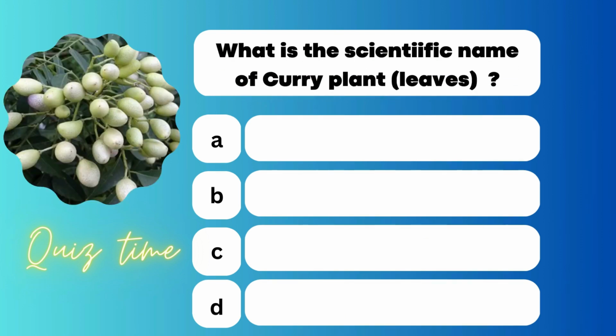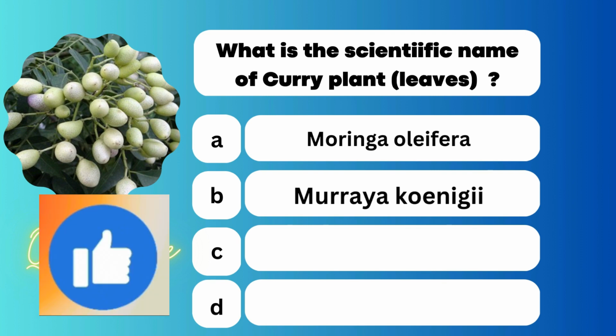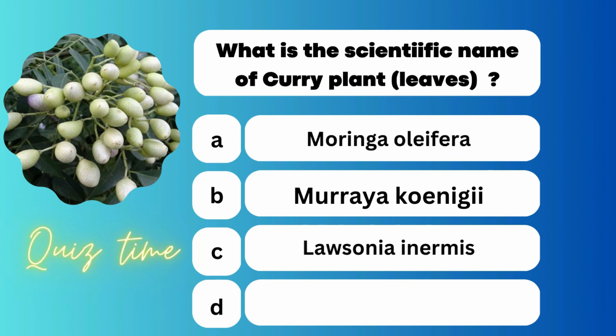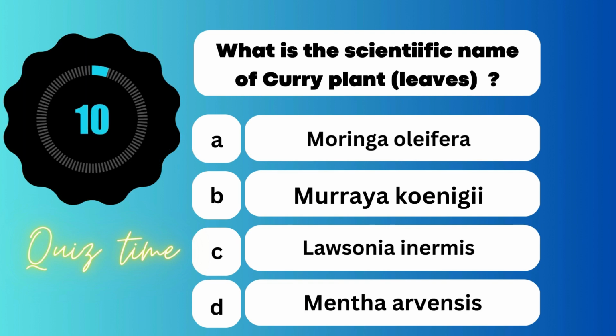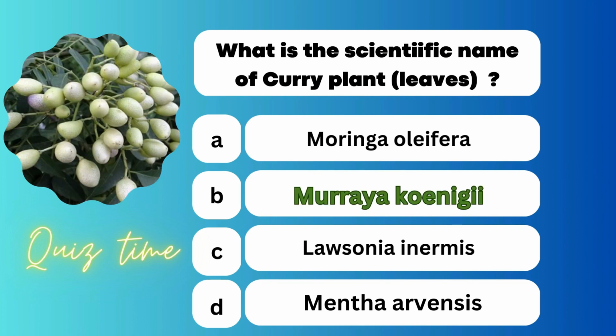What is the scientific name of curry plant leaves? A. Moringa oleifera. B. Moroya canigii. C. Lawsonia inermis. D. Mentha arvensis. The answer is B. Moroya canigii.